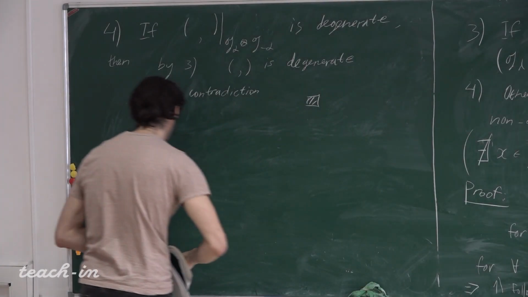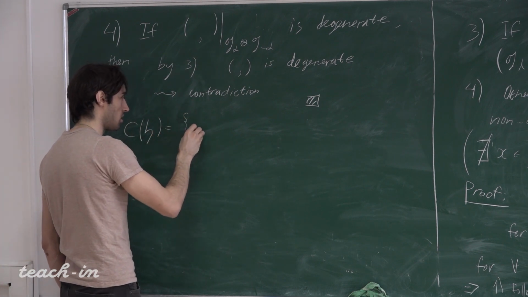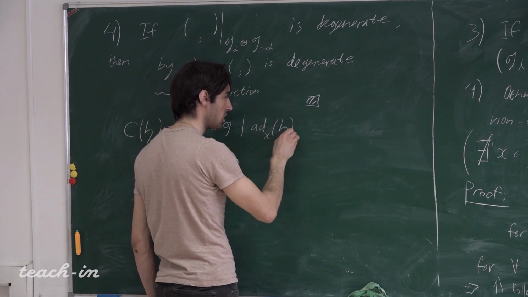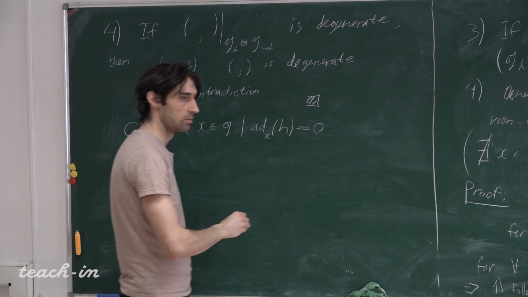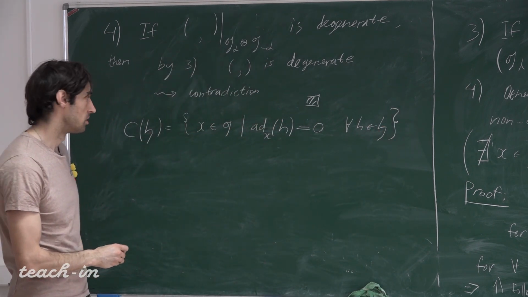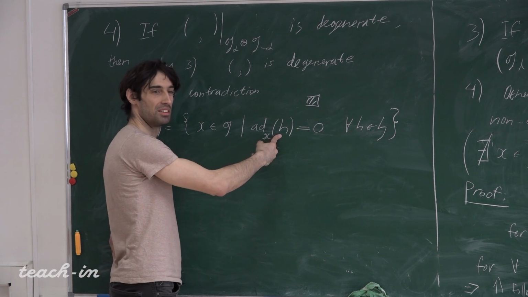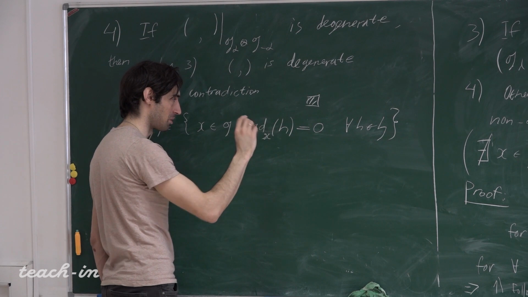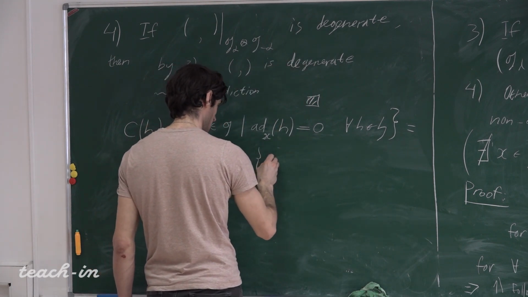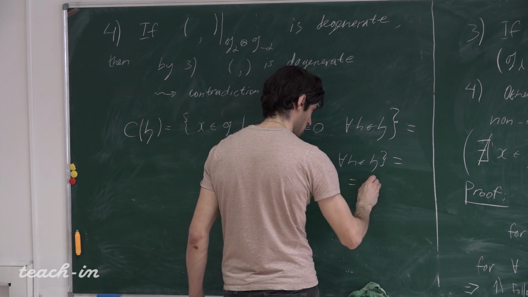let me recall, right? So if I have some subalgebra H, then the centralizer of the subalgebra is all elements X in G such that ad X applied to H is 0 for every H in H, right? But this is the same as ad H applied to X is 0 for every H in H because of antisymmetry of the Lie bracket, right? And this is the same as ad H applied to X equals 0 for every H from H, but this is by definition just G0.